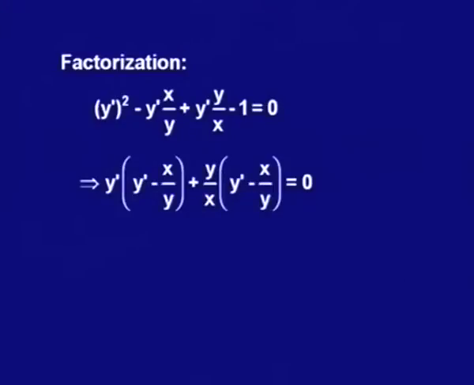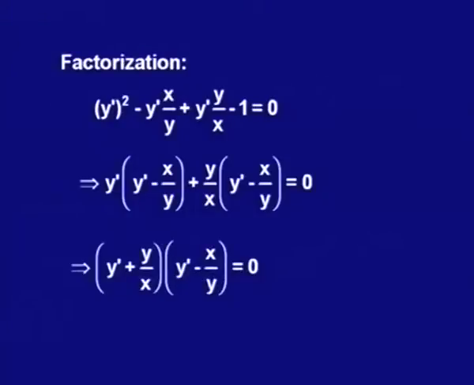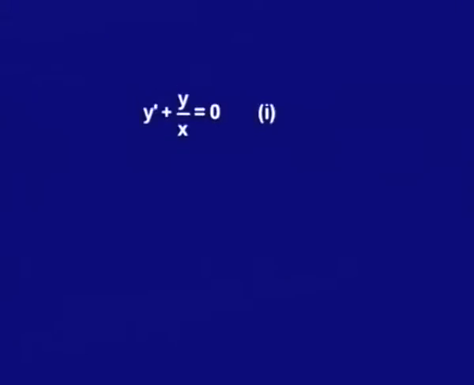What we do get is y dash minus x upon y. From the second 2 terms, we will take y by x as common. We would get y dash minus x upon y, and we would get y dash plus y upon x, and y dash minus x upon y as the 2 factors of this equation. Now, equating each of these 2 factors to 0, we will get 2 linear or first order equations. The first equation, y dash plus y by x is equal to 0, and the second is y dash minus x upon y is equal to 0.